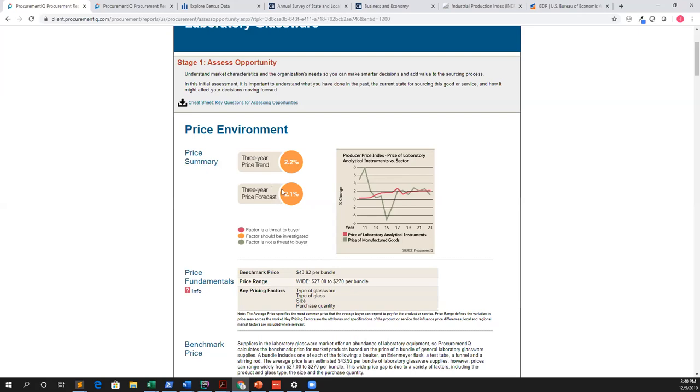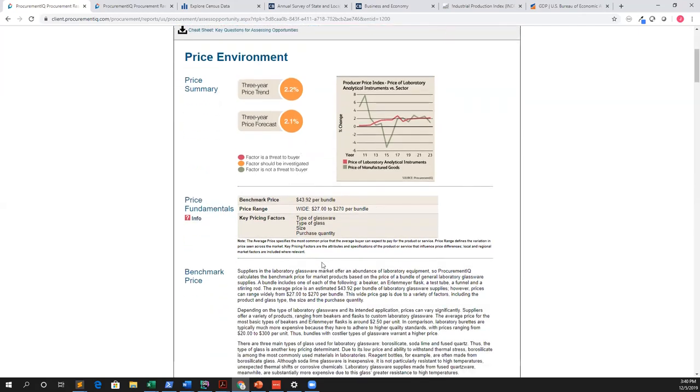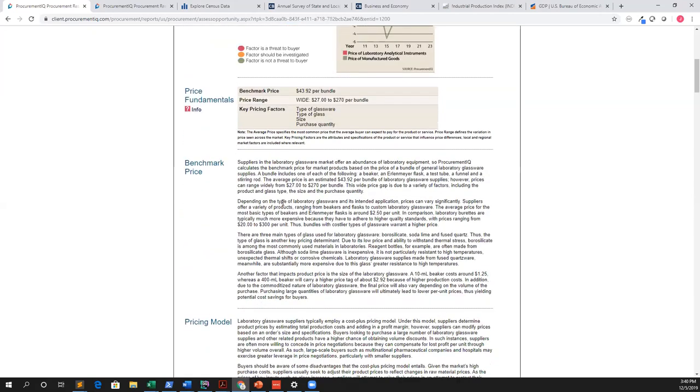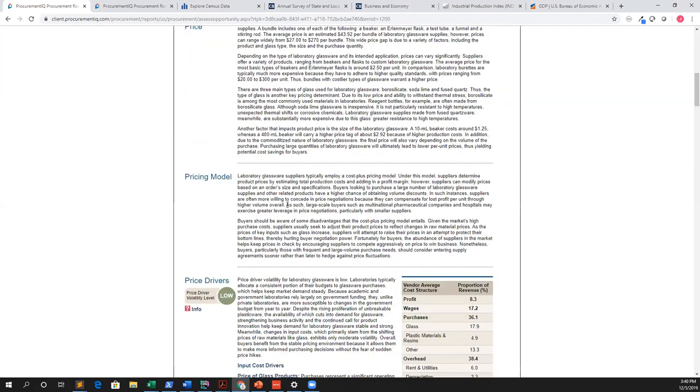In this case, they're about the same. This is a fairly modest growth rate. It does include some information about benchmark pricing. This is obviously quite generalized. It has a wide price range. Depending on the commodity you're looking at, this may be more or less useful for your particular use case. In lab supplies, where it's such a broad catalog, this was not a particularly relevant piece of information to us, but what were things like the pricing model. So you can read through this information. You can see that typically laboratory glassware is a cost-plus pricing model, which is certainly good to know.